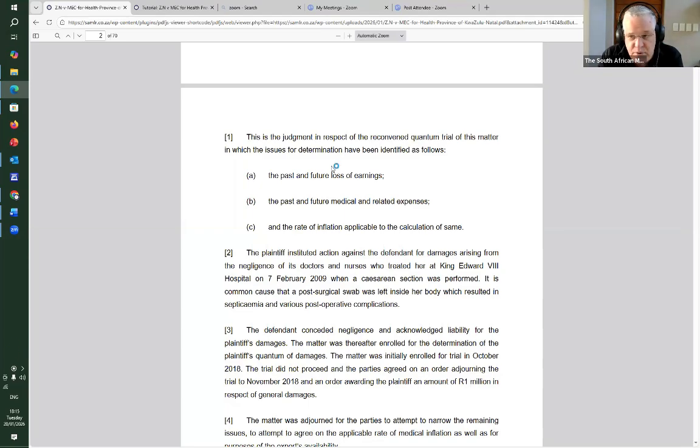It is very important to be very clear of the issues that you are addressing, whether it's in the written evidence or whether it's in your oral evidence. It doesn't matter. Those issues do change over time. It happened in this judgment.